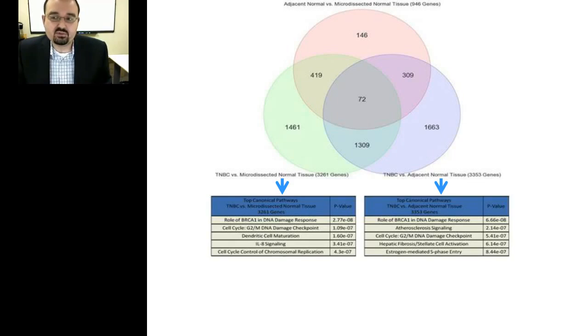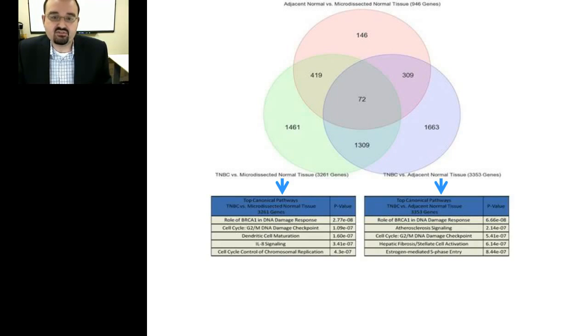As you can see in this principal components analysis, there is a vast difference in the transcriptomic profile between these various groups. And without having the time to go into all the details, we have a considerable number of genes that separate these groups, including roughly 3,000 genes that separate microdissected normal tissue from triple-negative breast cancer.